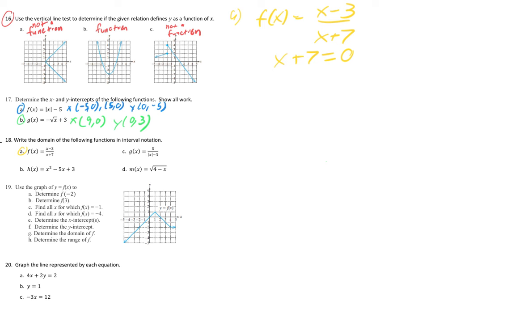So x plus 7 is equal to 0. So I'm going to subtract 7 on both sides. So x is equal to negative 7 is not a valid solution for x, right? But every other number is. So when we write our interval notation, we're going to have negative infinity to negative 7, closed. Then we're going to do a union from negative 7 to infinity.